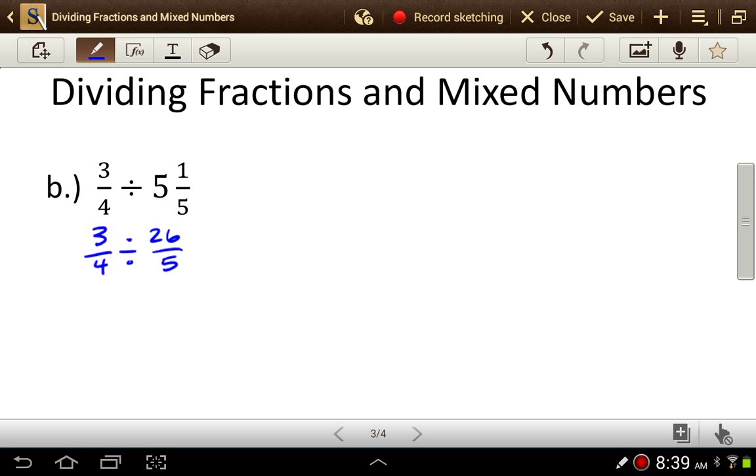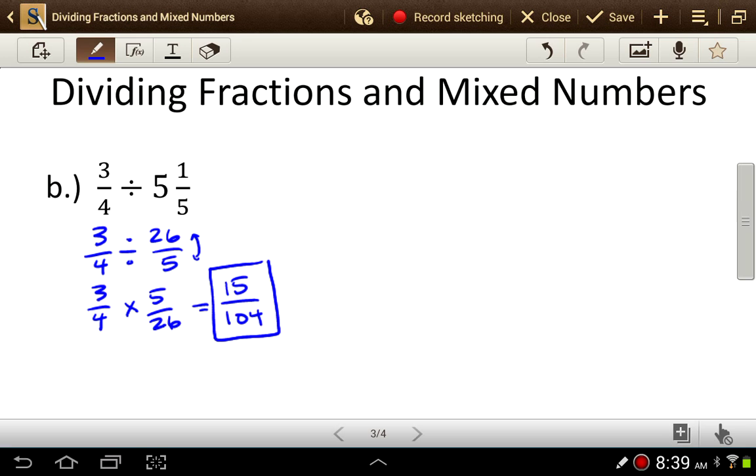Now, rewrite the problem as multiplication. 3/4 times, you're going to take the reciprocal of the second number, which means you're going to flip it. That's 5 over 26. I'm going to look to see if I can cross cancel. 4 and 5, no. 3 and 26, no. 3 does not go into 26, so there's no cross canceling. So 3 times 5 is 15. 4 times 26 is 104. Nothing goes into those, so that is your final answer: 15 over 104. All right, next example.